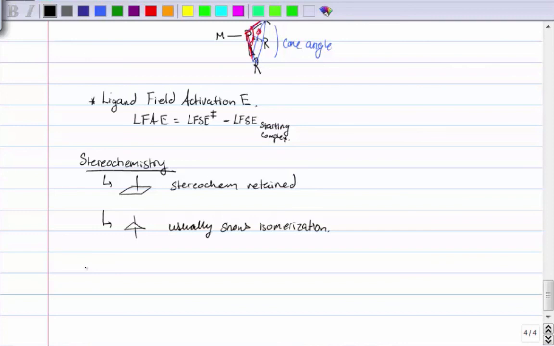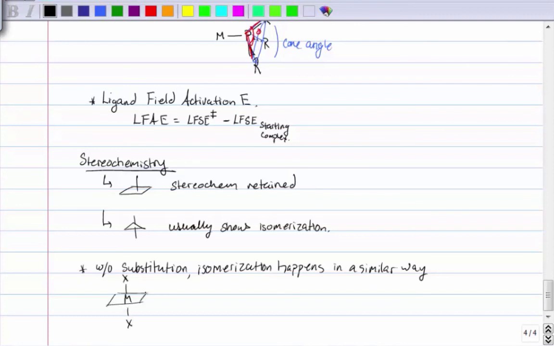Now, isomerization in octahedral complexes does not need to, you don't have to go through a substitution reaction to actually have isomerization. So without substitution, isomerization happens by a similar mechanism. So if I had a metal complex where I'm going to put my 2 X groups trans to each other, and they're in an octahedral, so I'm just going to put a square around for the equatorial ligands. I can arrange this, or I can have the X group leave. If I go through a trigonal bipyramidal transition state, the X group can come back in in the equatorial plane, and that's what usually happens.